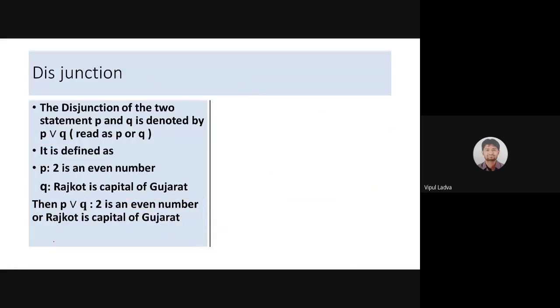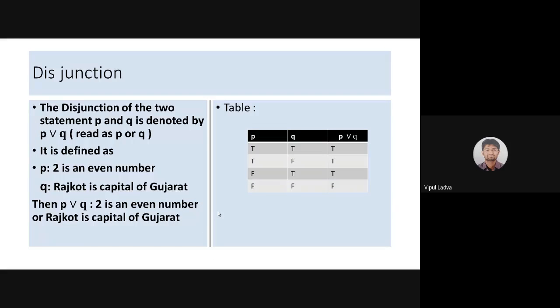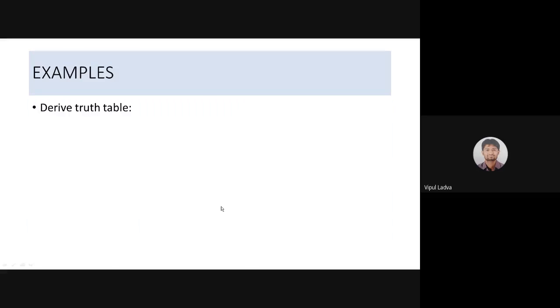Okay, let me show you the truth table for that. Go through it once and let me know whether you understand. It's a kind of basic thing for you guys. I don't think you are having any kind of issue up to this. So let me move further.